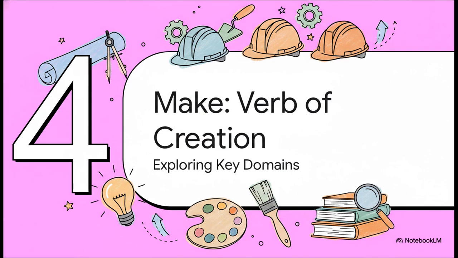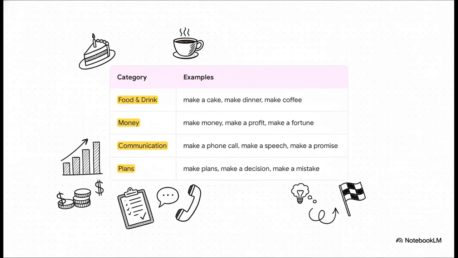Now let's flip over to make. If do is all about the process, then make is all about the product. This is your creation verb. It's for when you're producing, constructing, or just bringing something new into existence. And you see this all over the place. You make a cake or make coffee, you're creating a product that wasn't there before. You make money or make a profit, you're generating a new result. And what's really cool is this works for abstract things too. When you make a phone call or make a decision, you're producing an outcome that didn't exist a moment ago.